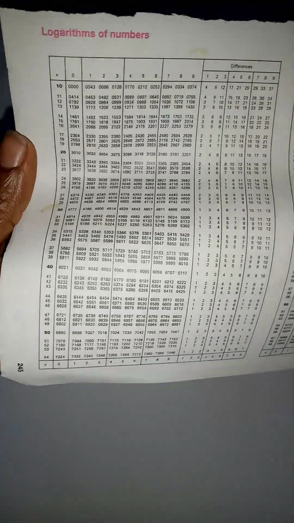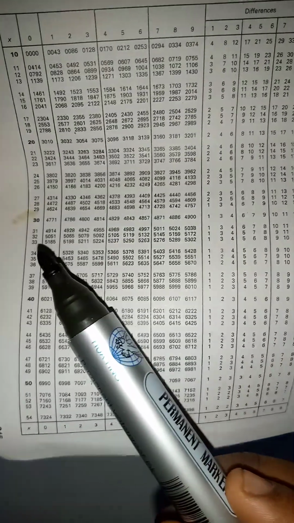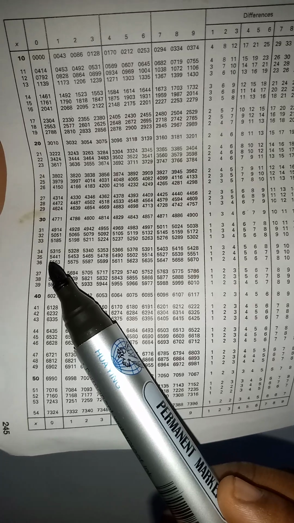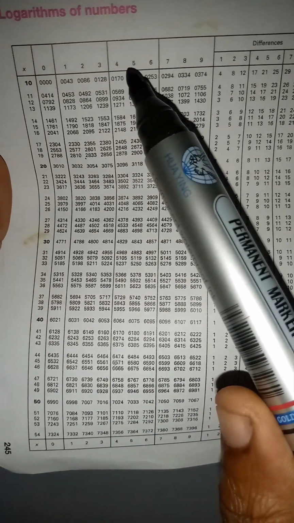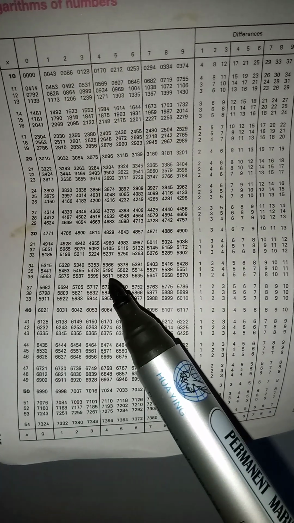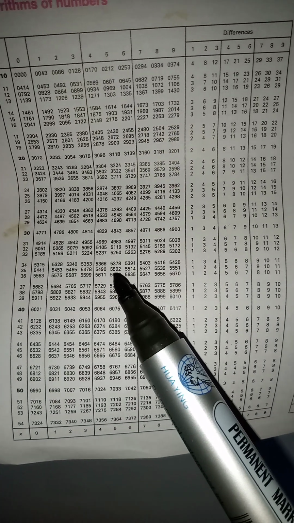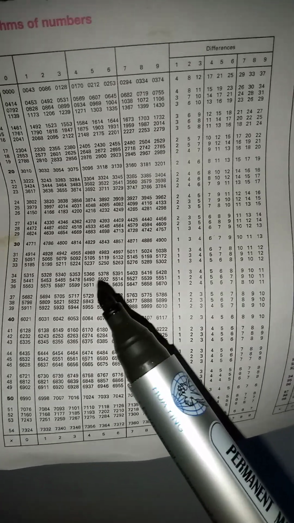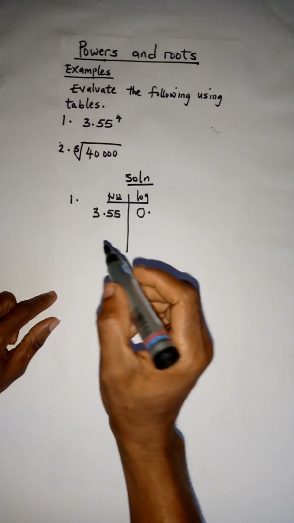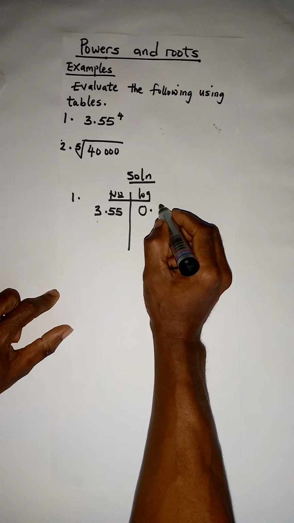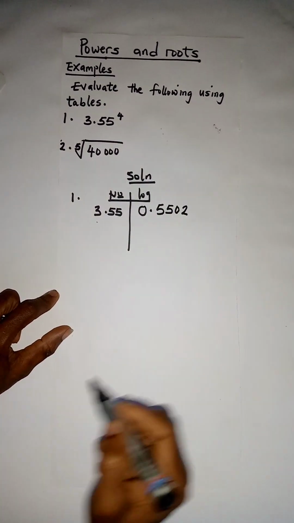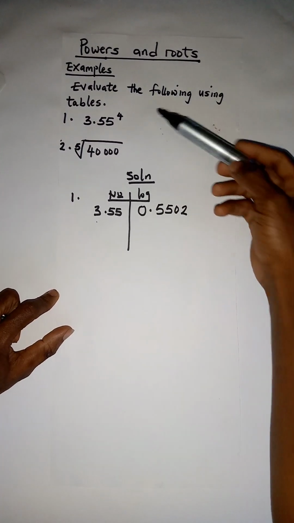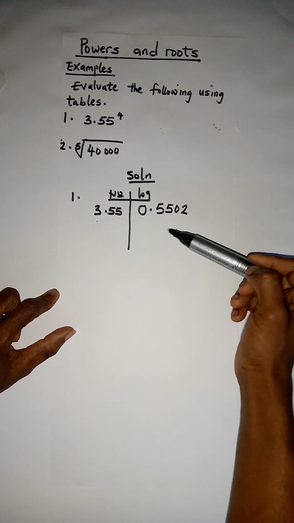Let me explain one more time how it's gotten. Let's look at 35 here. Look at 35 under 5. 35 under 5, we have 5502. So the logarithm of 35 under 5 is 5502. And remember, I said the power will be used to multiply the logarithm.